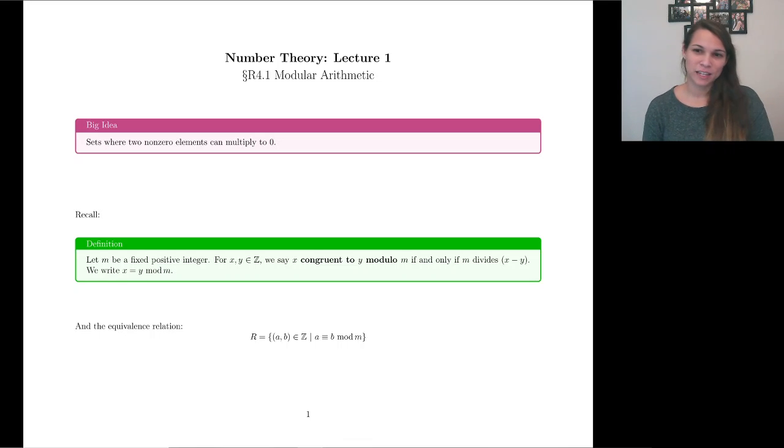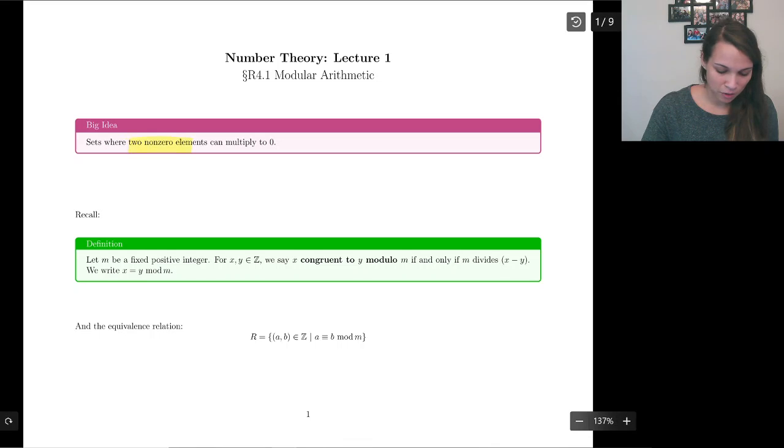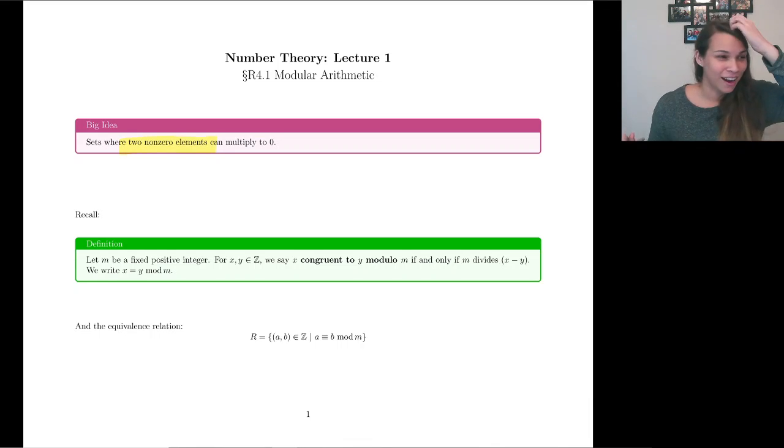Everybody, and welcome to our first lecture for number theory with me. We're going to be talking about modular arithmetic. What we're going to be building up to is sets and set operations where you end up with non-zero elements that multiply to zero, which, when I first saw that, my mind was blown.